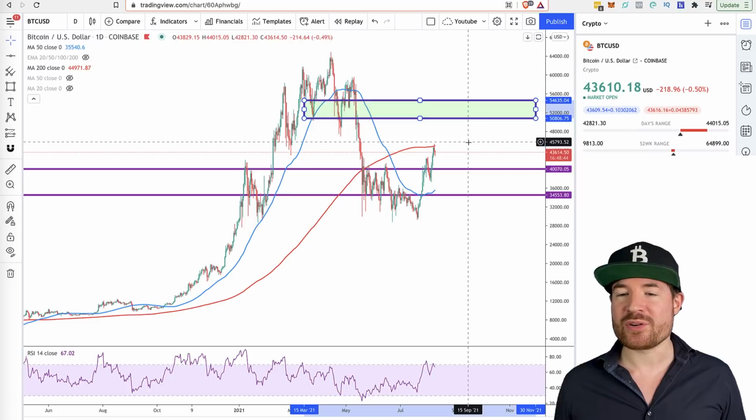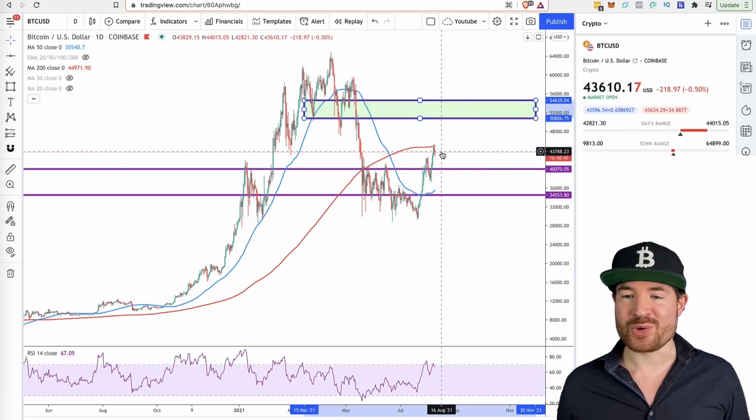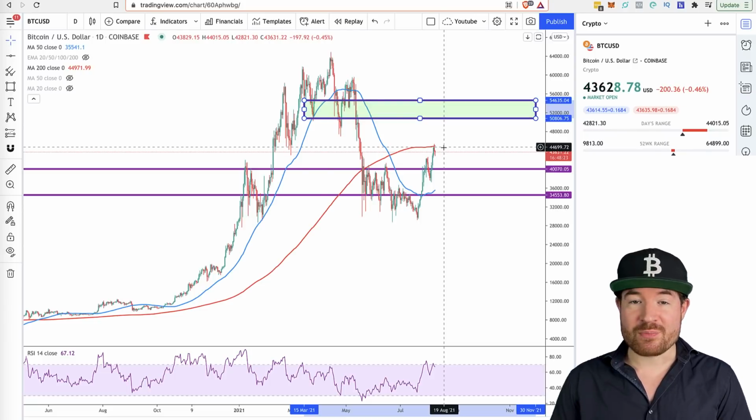We should know pretty quickly what is going to happen here. Probably within the next week or two, we should get some idea if we're going to break through it or not. So I'm curious, that's just my opinion.